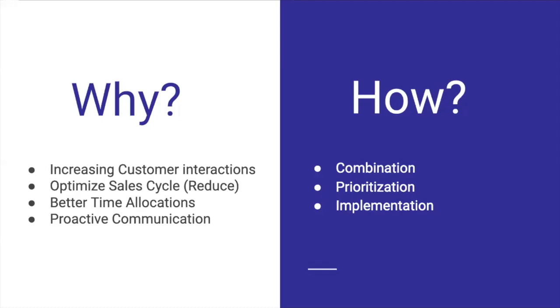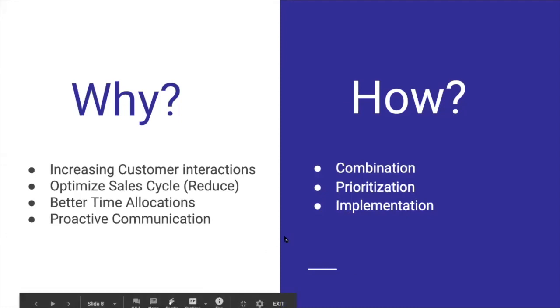How you can create an integrated system is by 3 steps. First of all, combination. You need to have an understanding of your communication channel and what combination you want to use. Second is going to be prioritization. You need to have in mind what channels are going to be prioritized in what manner. And then comes the implementation, which I'll discuss in the next slide.